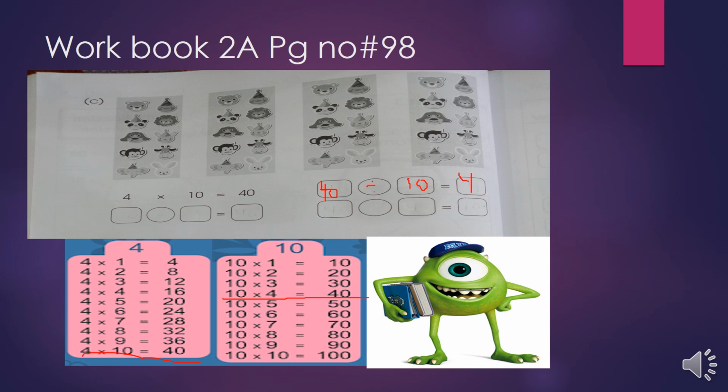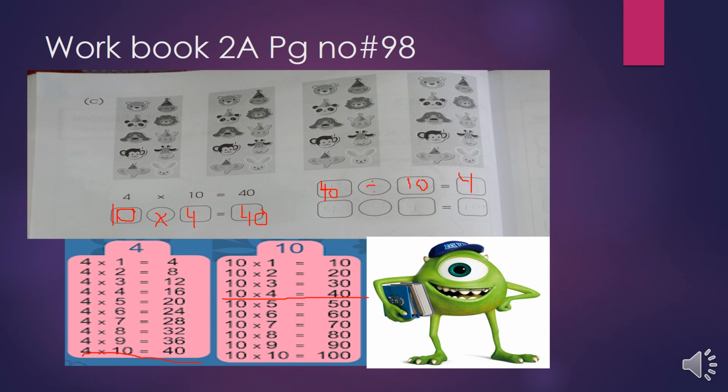So the second equation, the multiplication equation, will be 10 multiplied by 4, as there are 10 faces in each, and how many groups will be there? So 10 faces multiplied by 4 groups, adding up the thing. So the answer will be 40. This is the second equation of the multiplication.